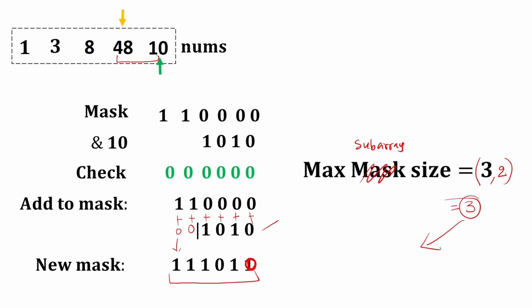So the steps are simple and clear. First you check. If the check passes, you add. How do you add? You take an OR. So there are 3 major operations in this entire algorithm. First you check the AND. If this passes, you take an OR. But if this fails, you take a bitwise XOR. XOR means subtracting, AND means multiplication, OR means an addition. So this is the entire thing that is happening in your subarray.